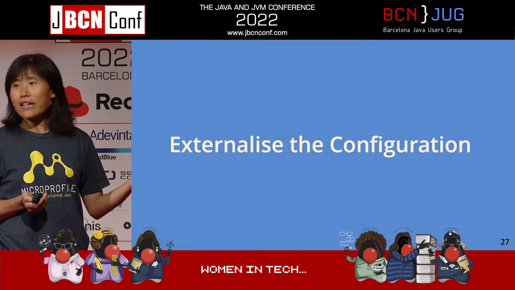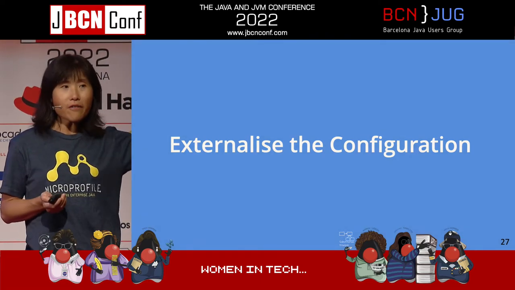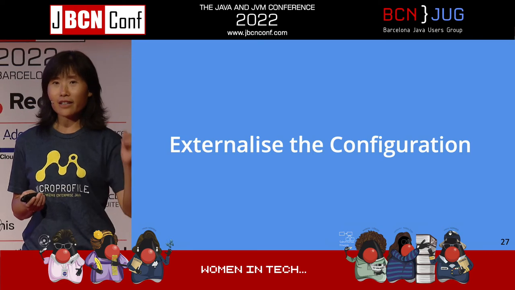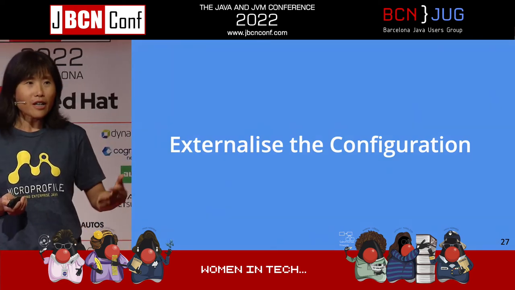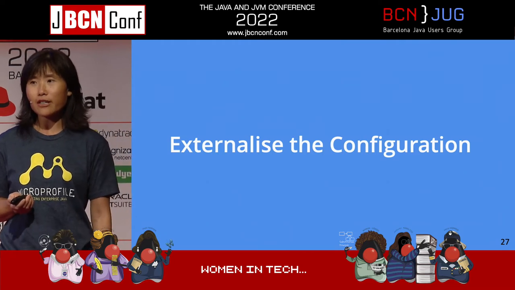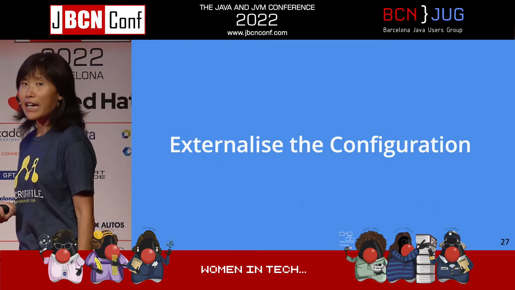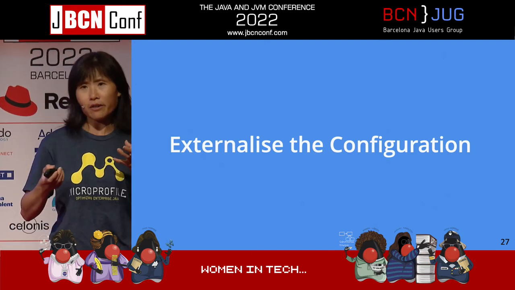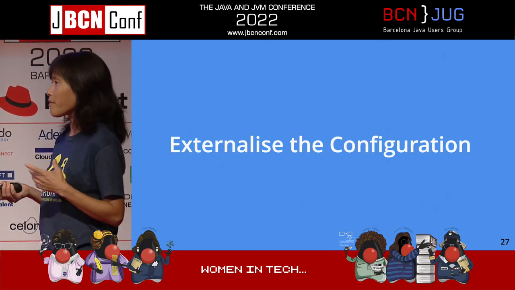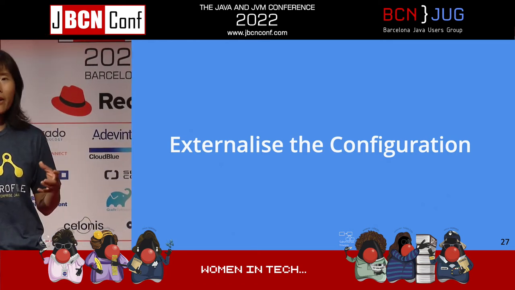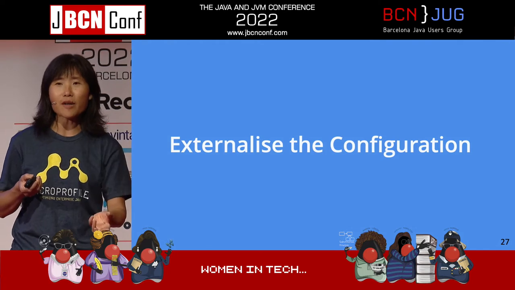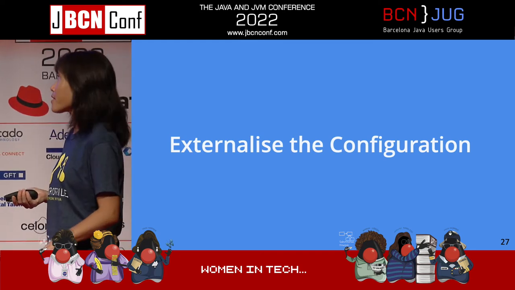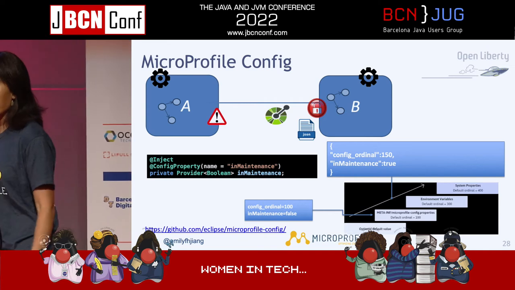The following thing is about externalizing the configuration. Do you know 12 factor? Anybody? Okay. If you don't know 12 factor, check it out. If you do cloud native applications or microservices, you need to understand the 12 factor. The third factor is about externalizing your configuration. Why is it so important? Because you need to frequently change the values of the configuration. You don't really want to bake a value inside the application, because every time you need to change the value, you have to repackage the application. That's not a cloud native application. So you have to externalize the configuration.